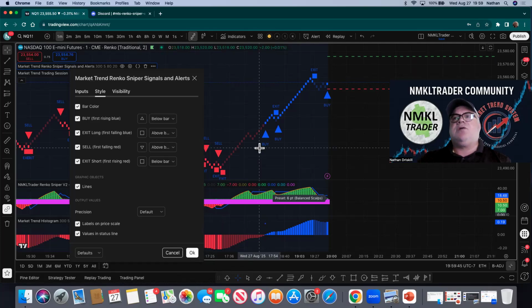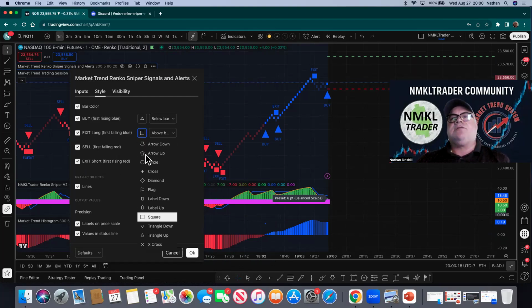So if you're in a long trade here or a buy, it's going to give you an exit on the first bar that starts to lose momentum. Okay, the first falling blue bar, and vice versa with the sell. The exit long, when you get a sell, is the first falling red, and when you get a short, you exit the short on the first rising red.